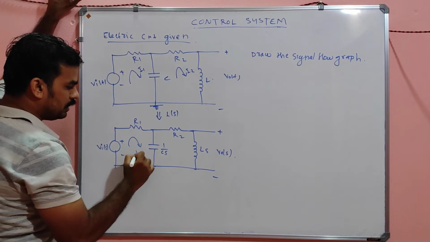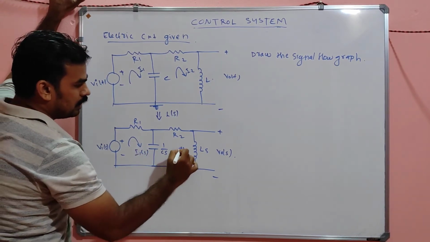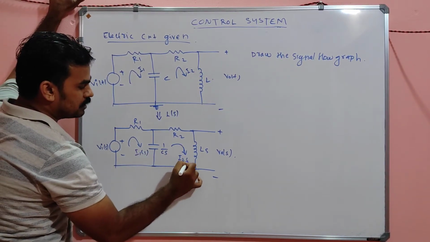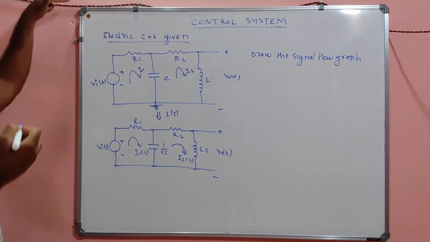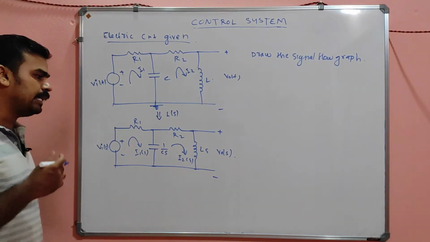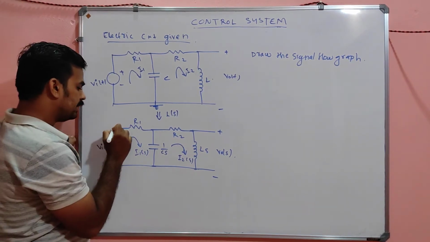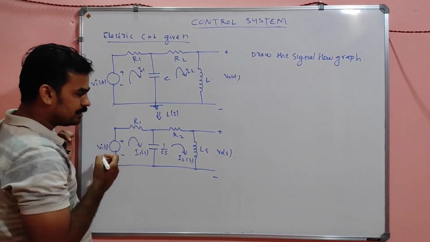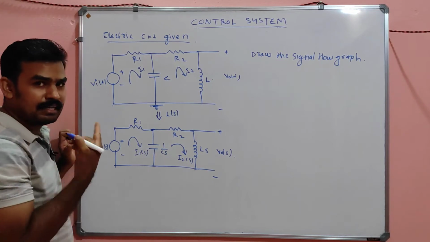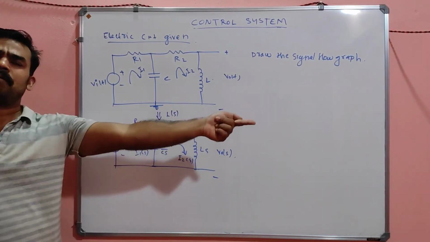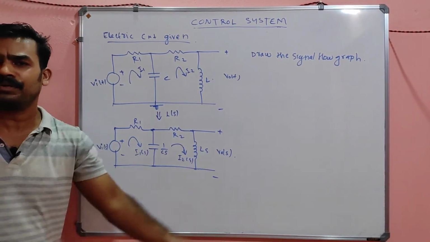So this will be changed like I1 of S and this is changed like I2 of S. And for drawing the signal flow graph, we need every point. Here you can consider the input node. But this is also a node in the electrical circuit, so the same node will be there in the signal flow graph also.